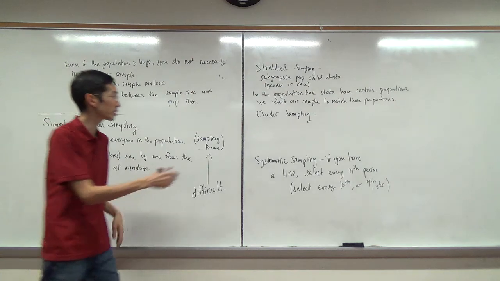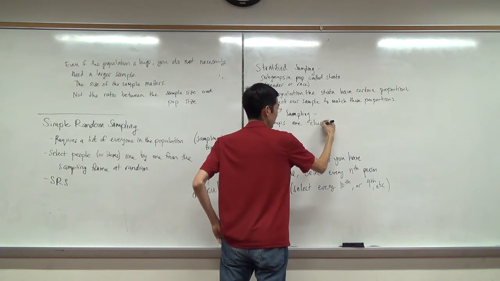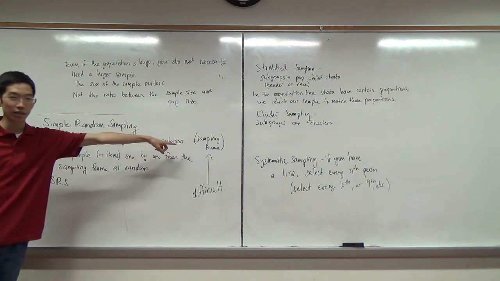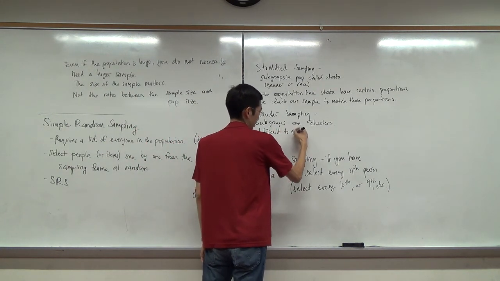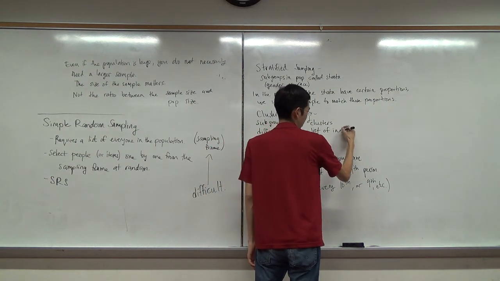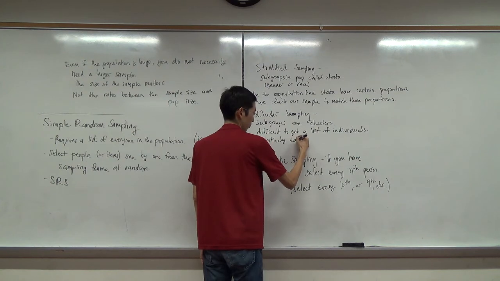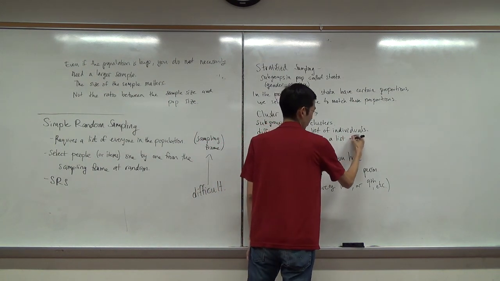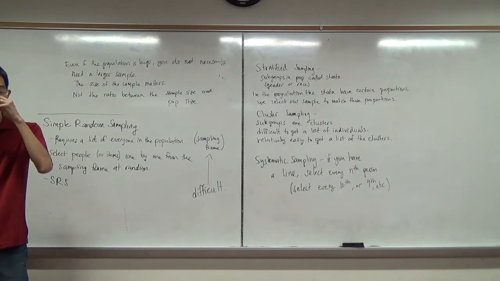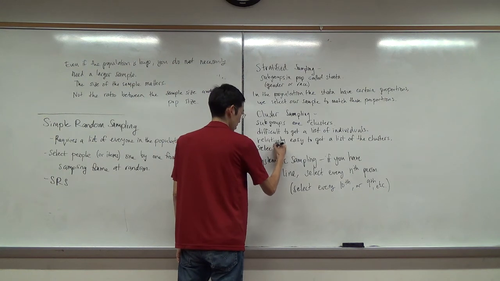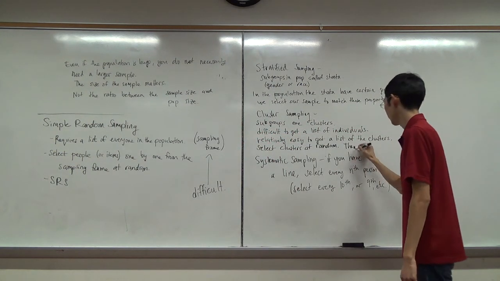Cluster sampling. We also have subgroups. But this time the subgroups are called clusters. And maybe it's difficult to get the sampling frame of individuals. Difficult to get the list of individuals. Relatively easy to get a list of the clusters. So then you take your list of clusters, select clusters at random, okay. Then do random sampling within the clusters.